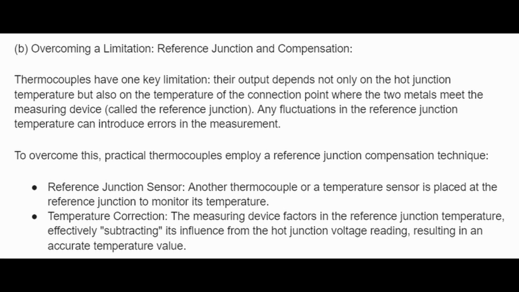To overcome this, practical thermocouples employ a reference junction compensation technique. Reference junction sensor. Another temperature sensor is placed at the reference junction for temperature correction. The measuring device factors in the reference junction temperature, effectively subtracting its influence from the hot junction voltage reading, resulting in an accurate temperature value.